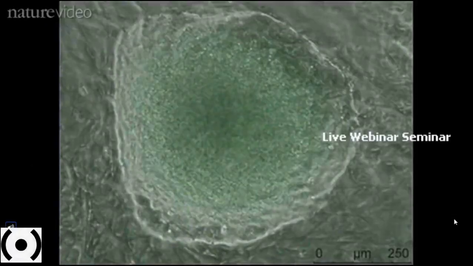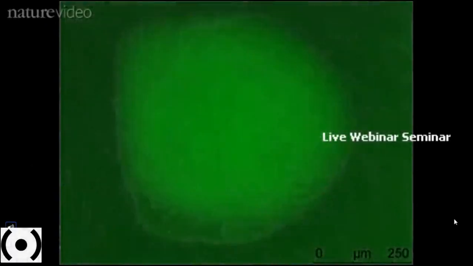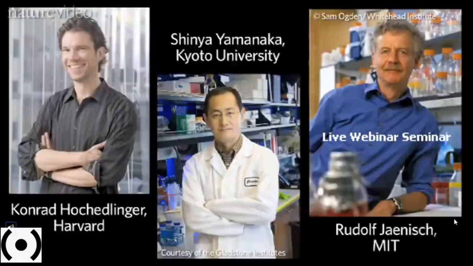To his astonishment, his cells glowed green. They had indeed turned into stem cells. Hochedlinger and other scientists showed that these stem cells were capable of turning into all kinds of tissue in mice, including heart tissue, skin, and even sperm.